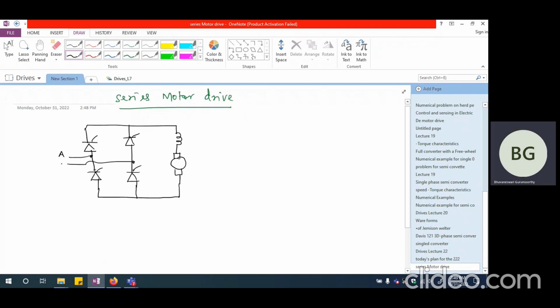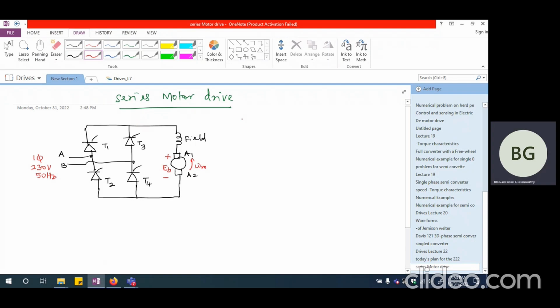So this is A and this is B, and this is going to be single phase, maybe 230 volts, 50 hertz supply. Now this is T1 and this is going to be T4 and this is going to be T3 and this is going to be T2. And here is the field and here is the armature. Now our back EMF is going to have plus here and minus here, and this is going to be Eb. And let us say this is the direction of rotation omega m.